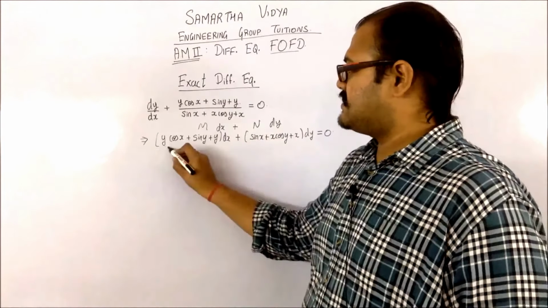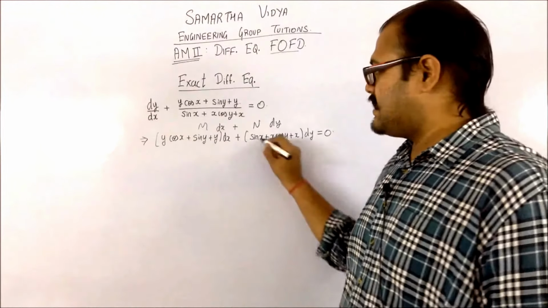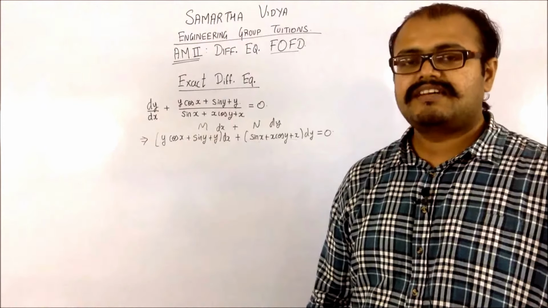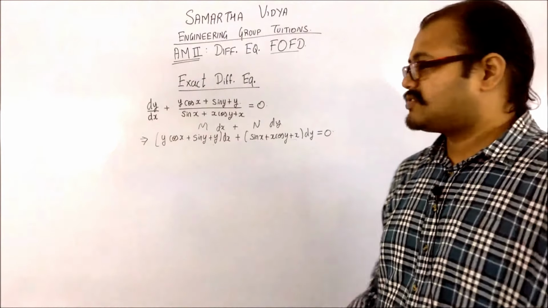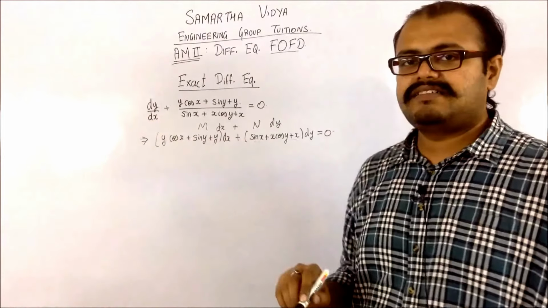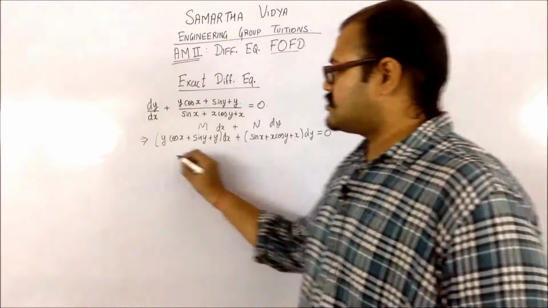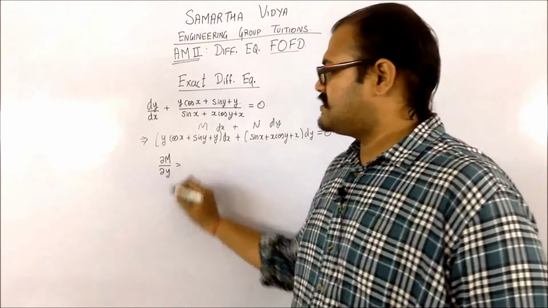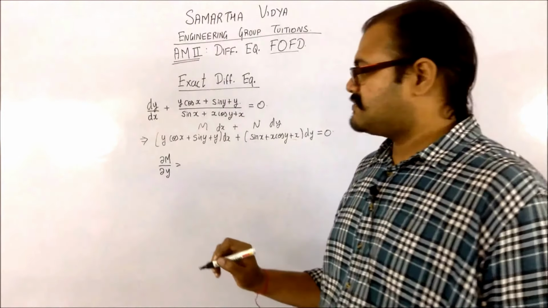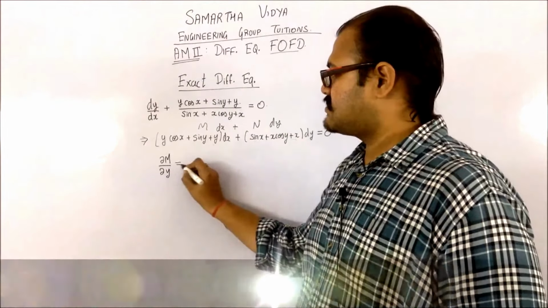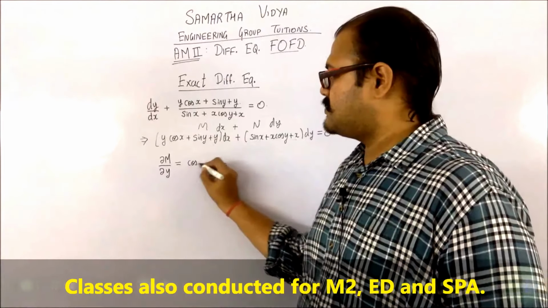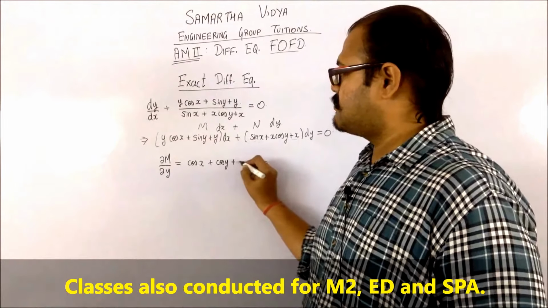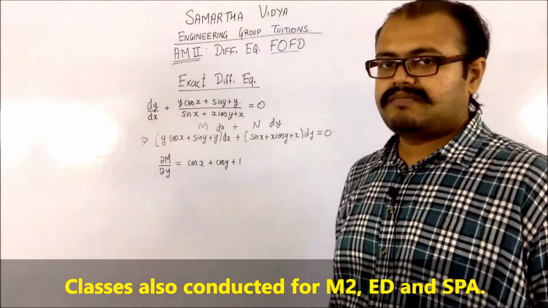We are basically cross multiplying it to find the equation in the form of M dx plus N dy. From this you can see that this term is your M and this is your N. Once you have found M and N, you just have to find the partial derivatives. For M, we take the partial derivative with respect to y, which is ∂M/∂y. Differentiating M partially with respect to y, you get cos x plus cos y plus 1. So this is your ∂M/∂y.